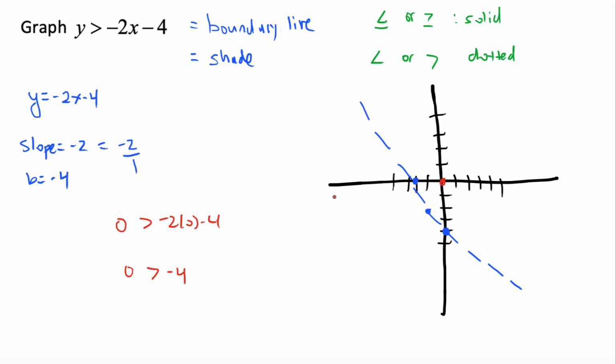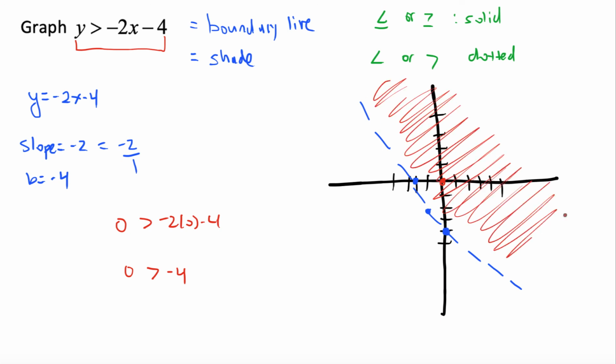So let's think about what that means. We plugged in the point 0, 0 into the inequality and we ended up with a true statement. It works. So this point is a solution. But if you think about it carefully, every point on this side should also be a solution. Hopefully that reasoning makes sense. So what we want to do is shade this side of the line.